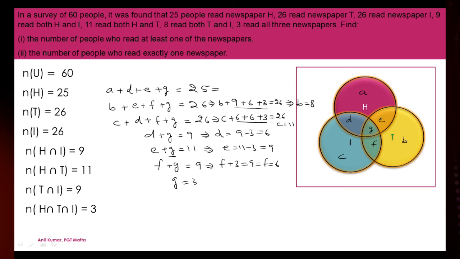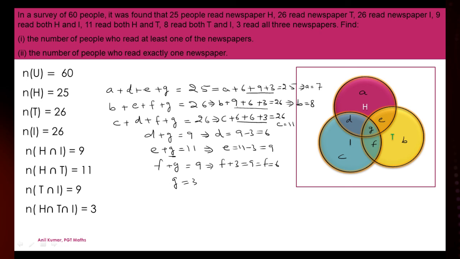D, E and G. Put the value of D, E and G. A plus D is 6, E is 9 and G is 3. So this is equal to 25. So from here I get A is equal to 7, because 9 plus 9 is 18. If I subtract 18 from 25, then I'll get A is equal to 7. So I have all the values.